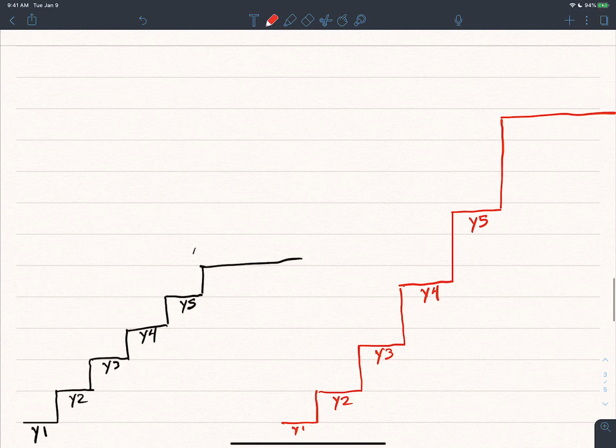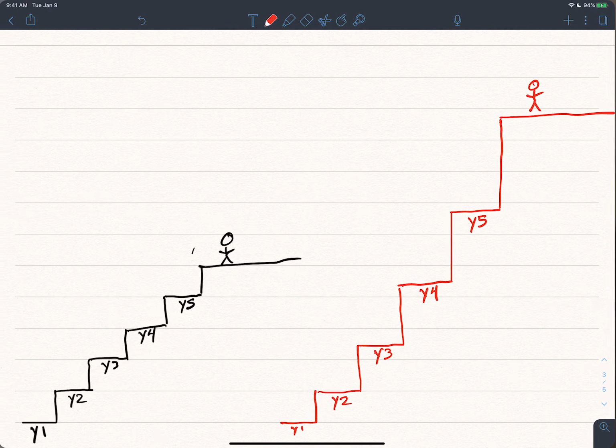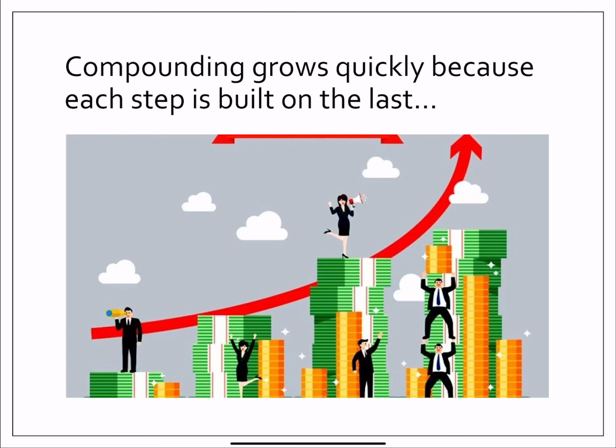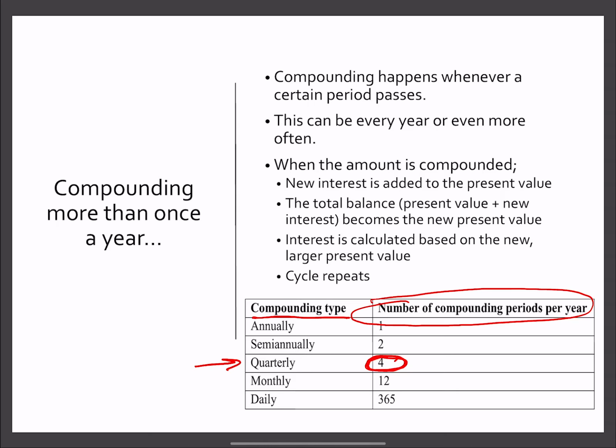So you can see how it's working. Well, this is where you end up here, and this is where you end up here. And that's because each step builds on the last step with compound interest. Each step adds a little more. Whereas with simple interest, each step is exactly the same. Each step that we take each year is exactly the same. Right? So going back, we can actually see that compound interest grows quickly because each step is again built on the last step.